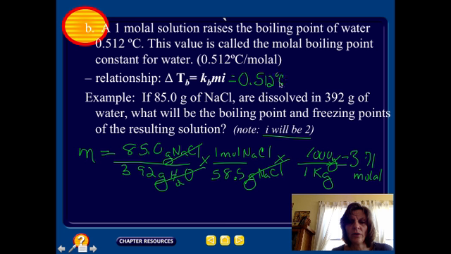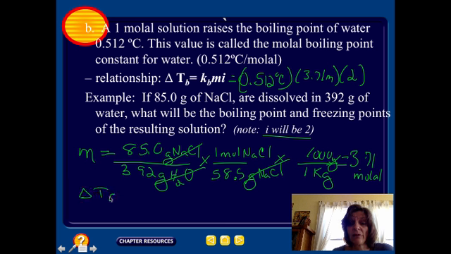0.512 for K, 3.71 for molality, and 2 for i. Okay, put that in, get an answer. Do the same for freezing point.